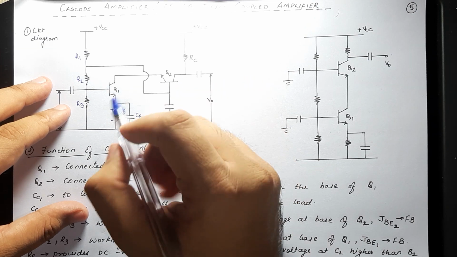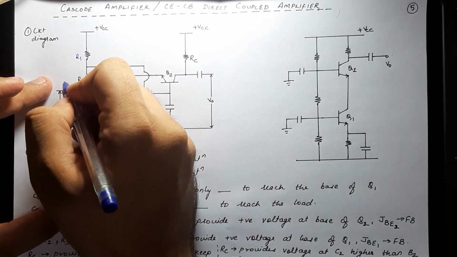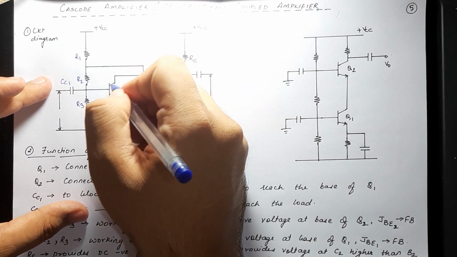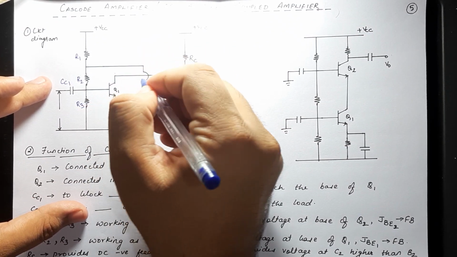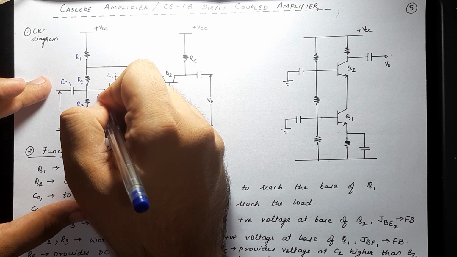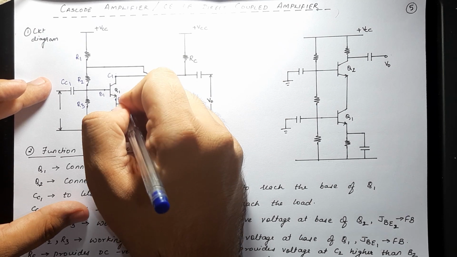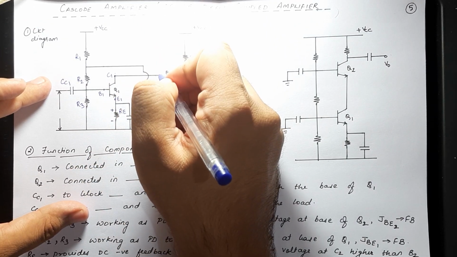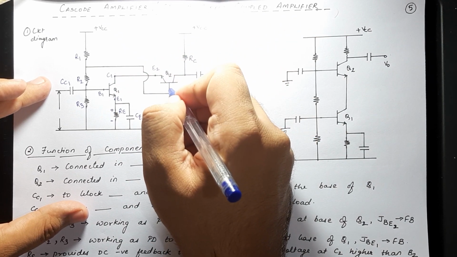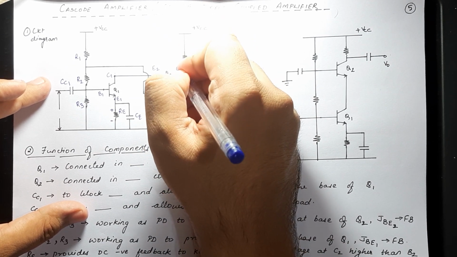Let us see the input and output terminals of both the transistors. The input is via a base coming from a coupling capacitor CC1. Now let us also name the terminals along the way. This point is named C1. Here it is named B1, and this point is named E1. Now if I start naming these points over here, this point will be named E2, this point will be named B2, and this point will be named C2.